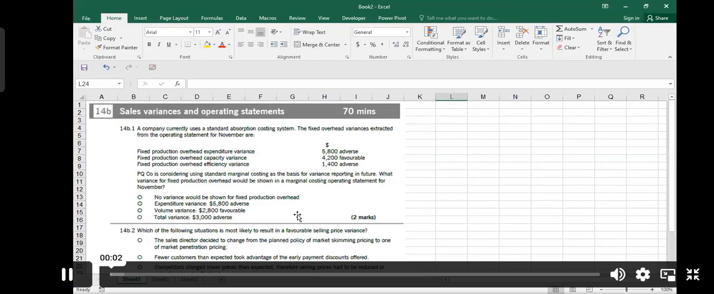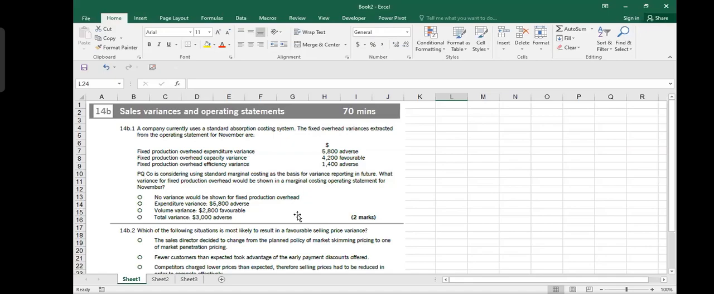Okay, this section is 14B about sales variances and operating statements. We have sales volume variance and sales price variance. We'll discuss as we do questions again. Let's see question 14B1 in your kit.